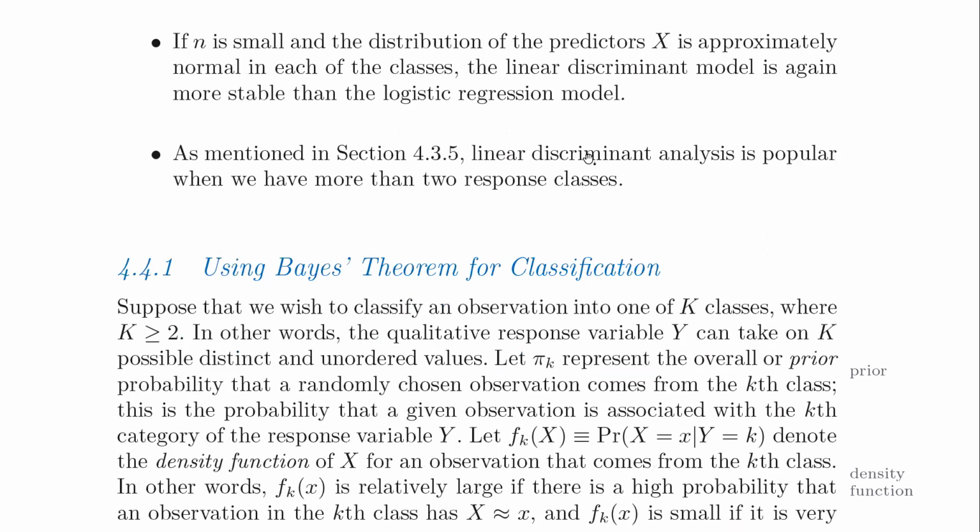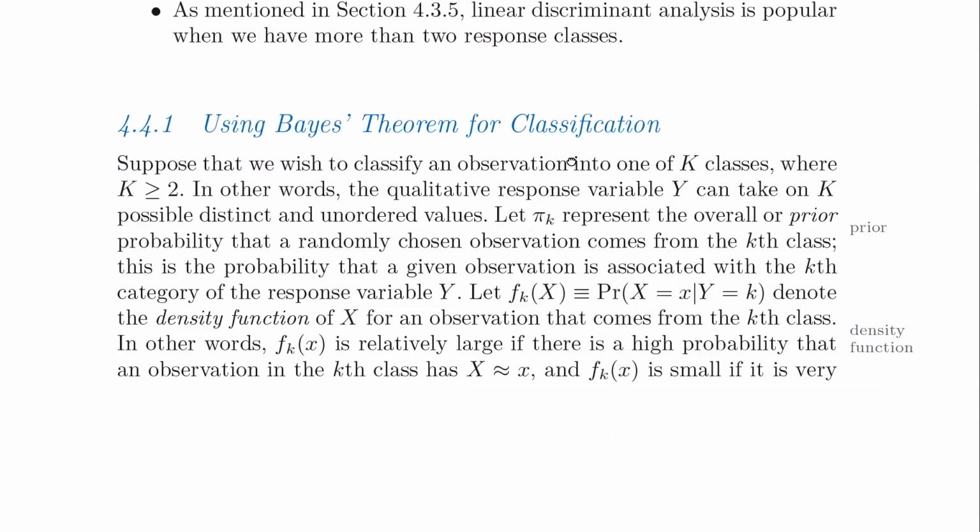If n is small, n is the number of observations, correct? And the distribution of the predictors x is approximately normal in each of the classes, the linear discriminant model is again more stable than the logistic regression model. As mentioned in section 4.3.5, linear discriminant analysis is popular when we have more than 2 response classes. Yeah, so it's not a mathematical reason, but it just kind of like the traditions of the trade.